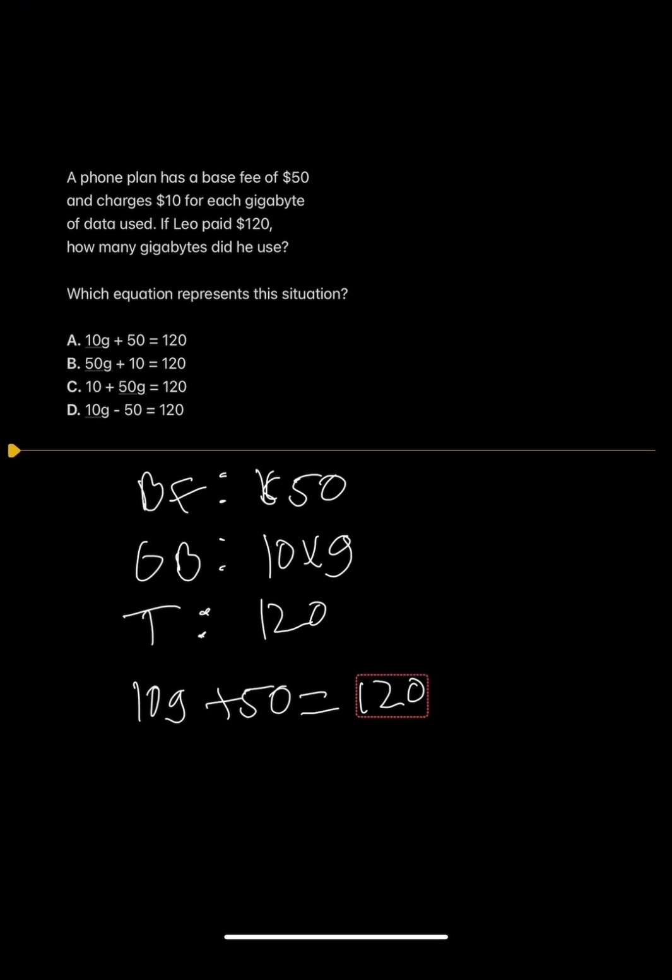Again, for B and C, our variables and constants are flipped here, so that makes those incorrect. And then for D, we're subtracting the base fee, but this doesn't reflect how the pricing actually works, so that would make that one incorrect as well. So that's why A, 10G plus 50 equals 120, is the correct answer.